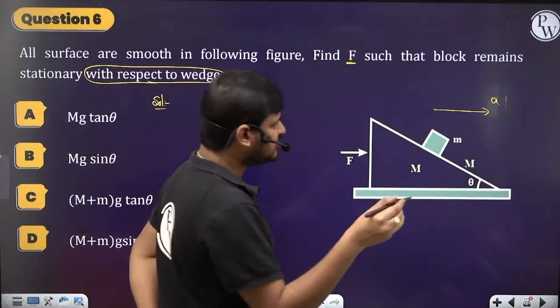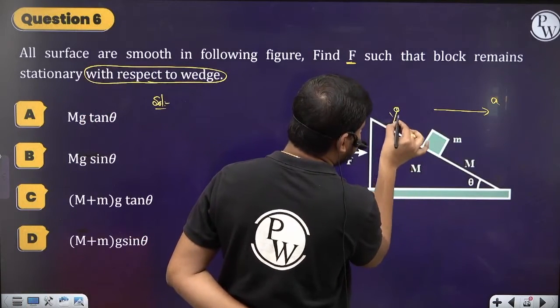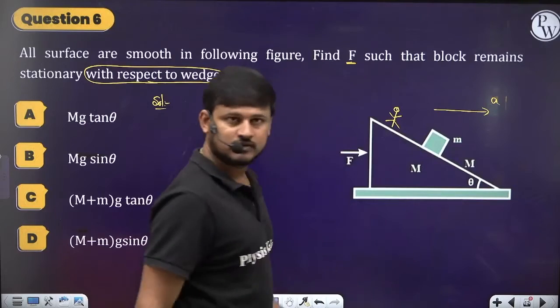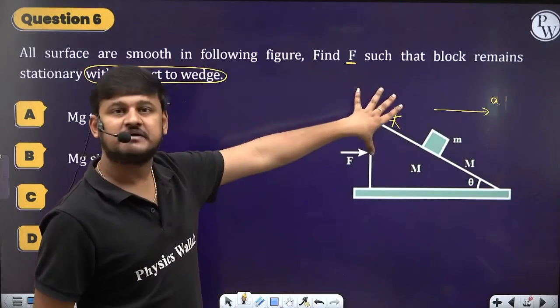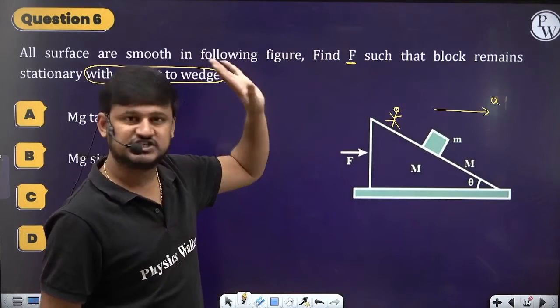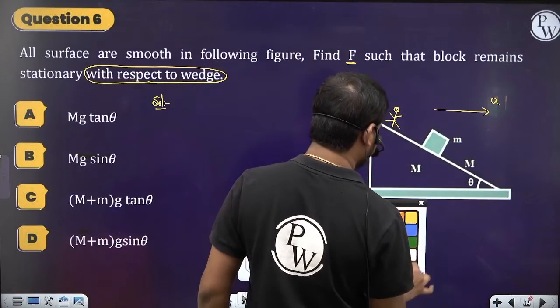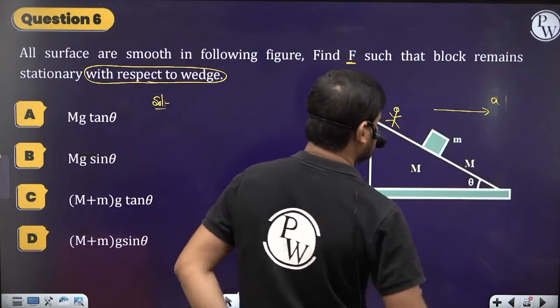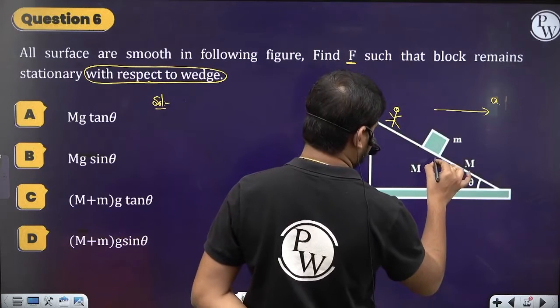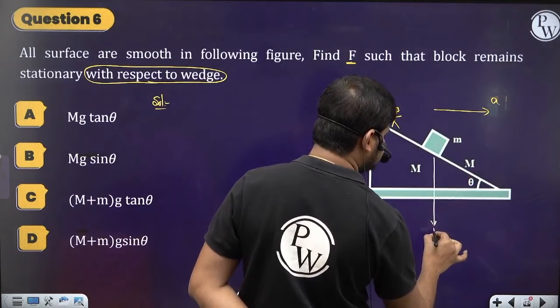So with respect to the wedge means I am considering a person on the wedge. Let's consider an observer who is sitting on the wedge. So now the acceleration is to the right side. So the first thing, the weight mg acts downward.